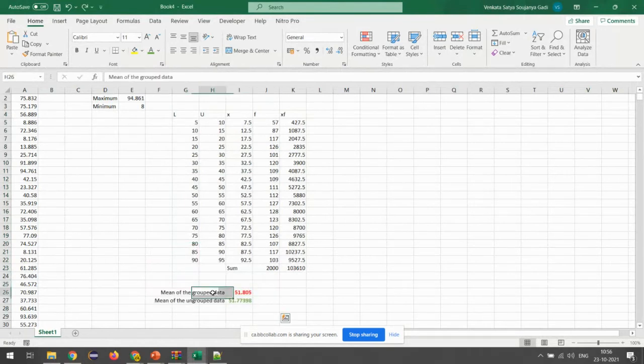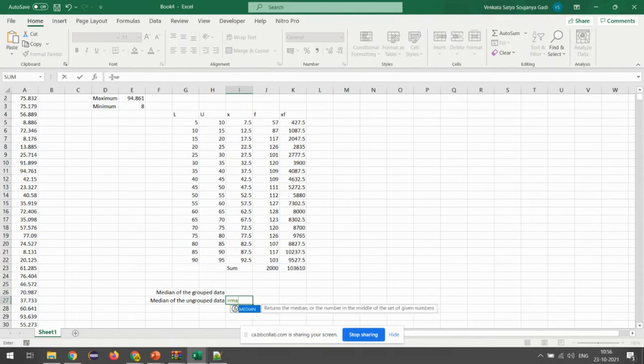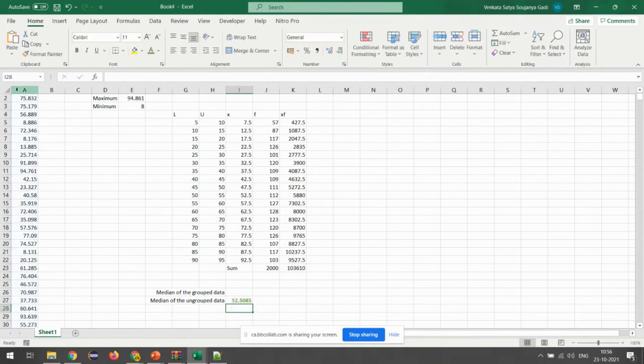Let me change this. Instead of mean, let me change to median. Let us see what is the median of the ungrouped data, which is something very easy for me because I can just apply the formula. They select the data. It's 52.5 approximately, or I should say this is the accurate answer. 52.5 is the correct answer, right?